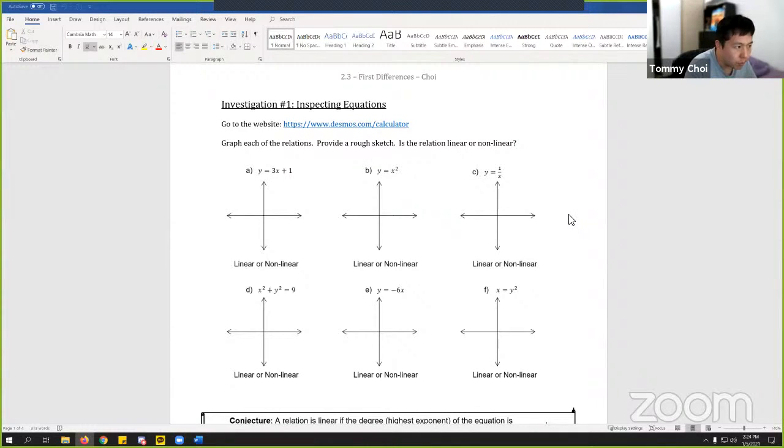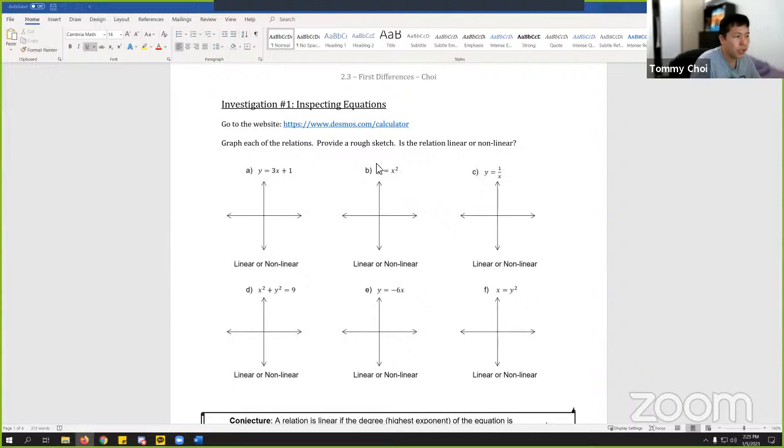I'm going to give you 5 minutes to go on desmos.com. As you can see, the link is there. Go to the website www.desmos.com/calculator and try graphing these relations. Try graphing them and then sketch them on this page once you have them.